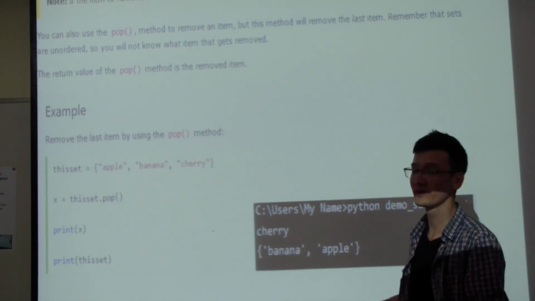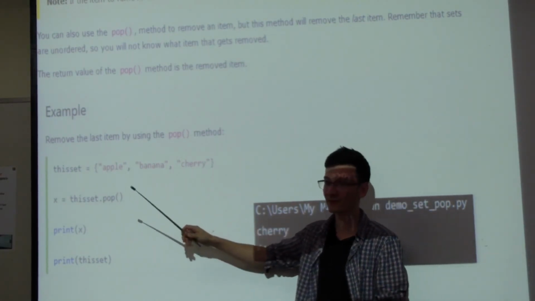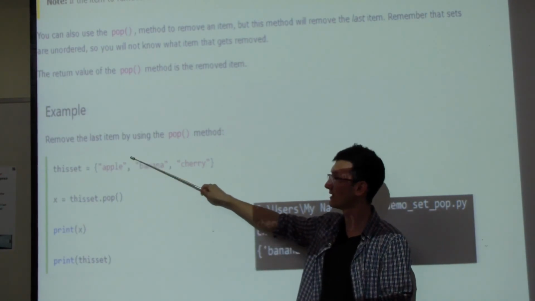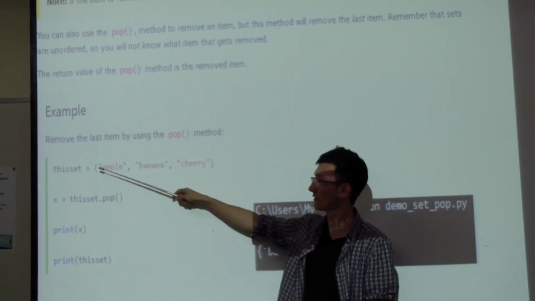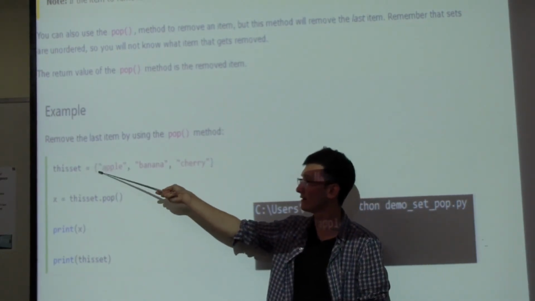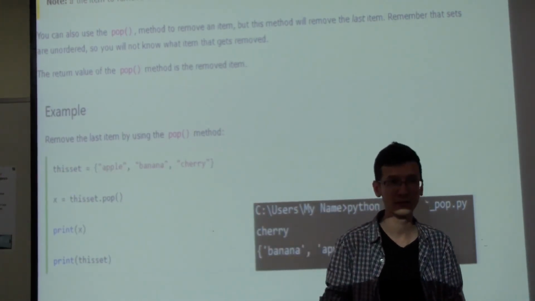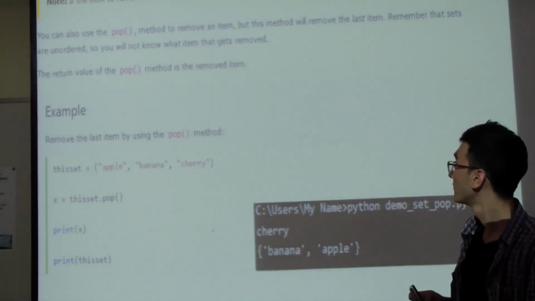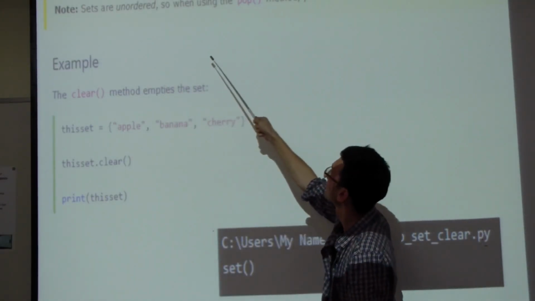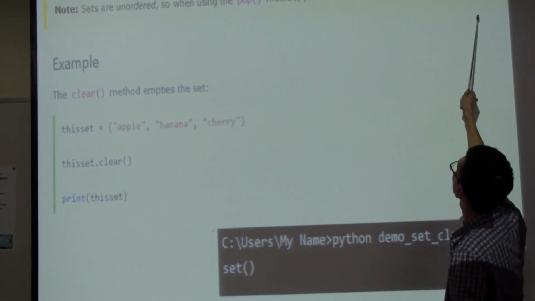So you have to be careful with the pop function. Maybe next time, if you use this, it may remove banana or apple, you don't know whether they are situated at the top, at the beginning, or in the middle of the set. Sets are unordered, you know. So when using the pop method, you will not know which item gets removed.